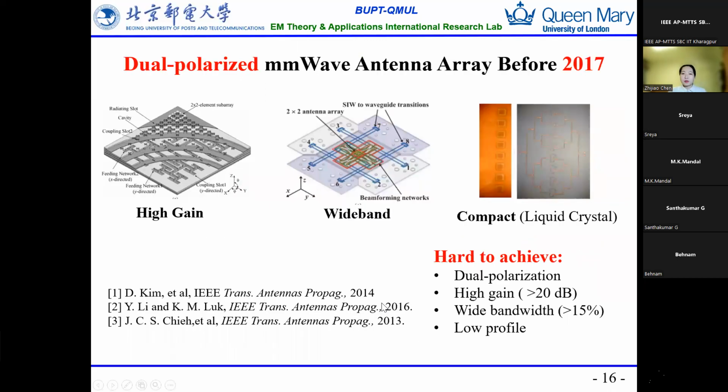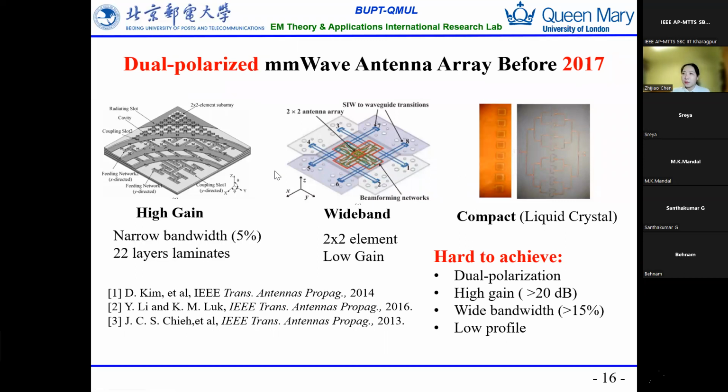There were some dual polarized millimeter wave antennas before 2017. They are very outstanding work, so I would like to present them here, but they also have some shortcomings. For example, this one suffers from narrow bandwidth. Also, it needs a 22-layer laminate to achieve dual polarization. And this one has a very big feeding network, so the loss of the feeding network is very huge, and this results in low gain.